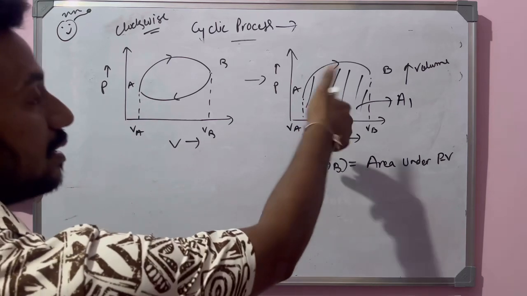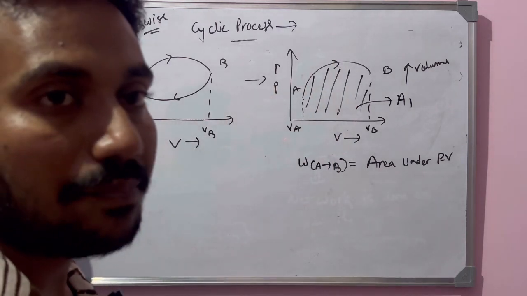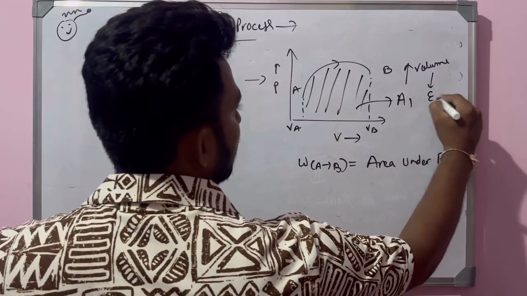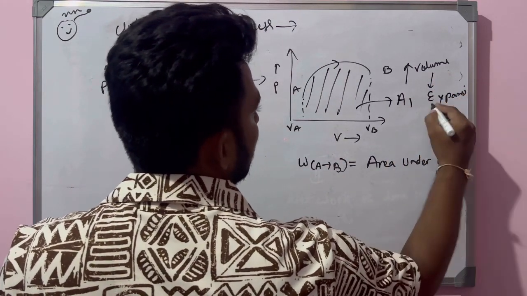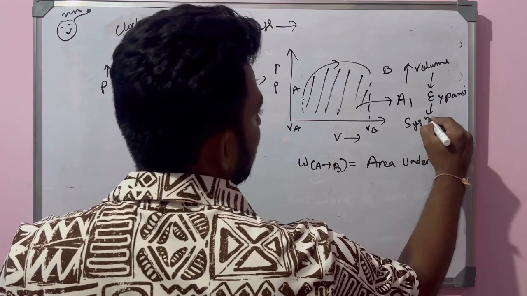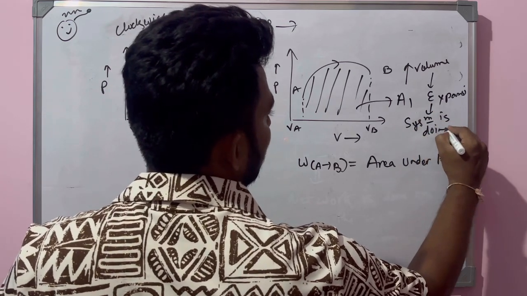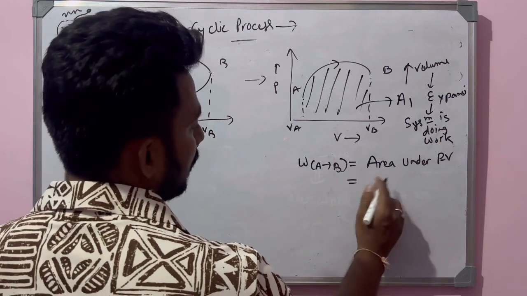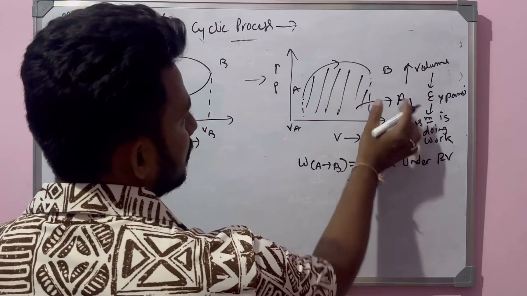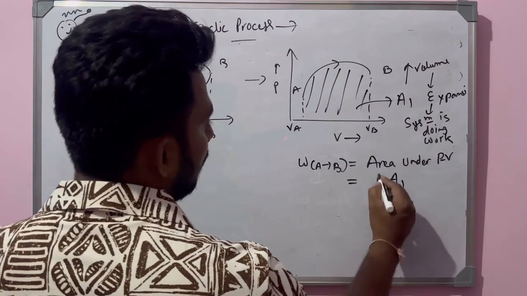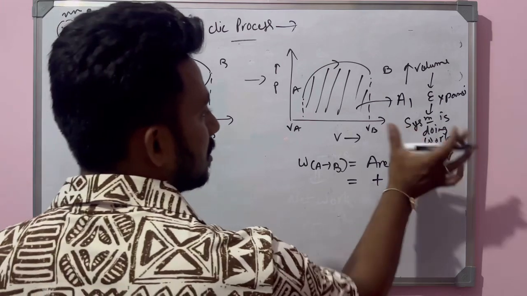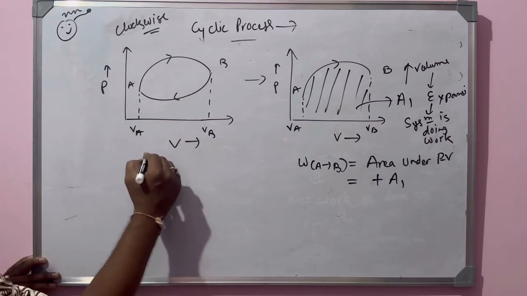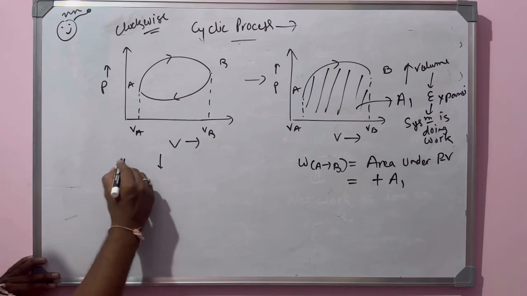Now volume is increasing, means system is doing work. Expansion, volume is increasing. That means you can say there is expansion. If there is an expansion, you can say system is doing work. If system is doing work, means work done is positive. So you can say from A to B, area is, let's say A1, then you will add plus sign. Plus sign simply means system has done work. Simple. Now rest other half you can make it like this. Pressure versus volume graph.